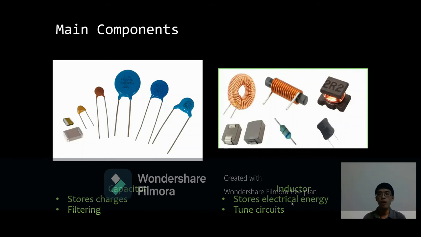For our main components, we have two main components, that is the capacitor and inductor. And what is a capacitor? A capacitor is basically made up of two plates, one positive plate and one negative plate with a dielectric in the middle. What it does is it stores charges that can be released at a later time. So its main function is filtering, that is, it smoothens out the ripples in a rectifying bridge.